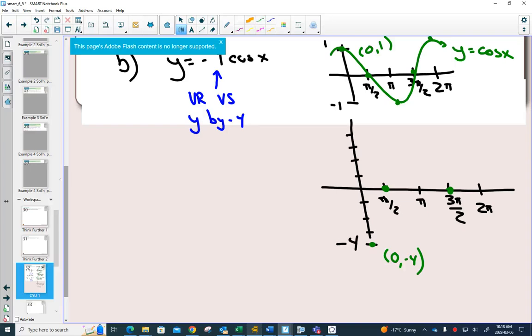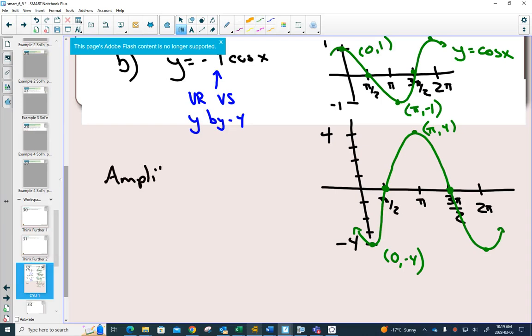And your new maximum, because we had this point at pi, -1, if I multiply my y-coordinate by -4, I'm now going to have a new maximum at +4. Same thing at 2 pi, it will be back down to -4. So our graph will look like this. And our amplitude, the distance from the center line to the maximum, is +4.